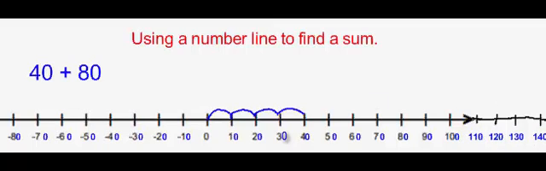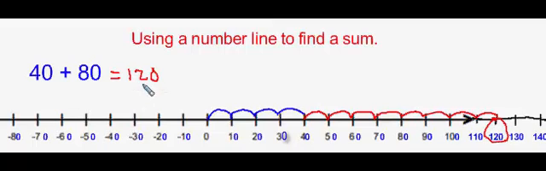Now I can go back to my problem and notice that I've already gone 40 units to the right to represent the number 40. Now I need to add on 80 more units from where I ended off. So starting here and going 80 more units to the right, that would be counting by tens, 10, 20, 30, 40, 50, 60, 70, and 80. So I end up at the number 120. This tells me if I move 40 units from 0 in the positive direction and then move 80 more units in the positive direction, I will end up at 120, meaning that the sum of 40 and 80 is 120.